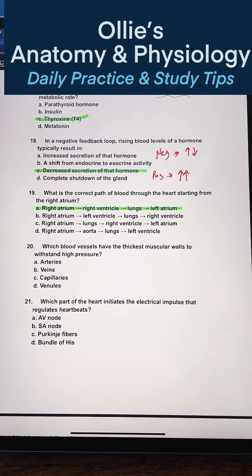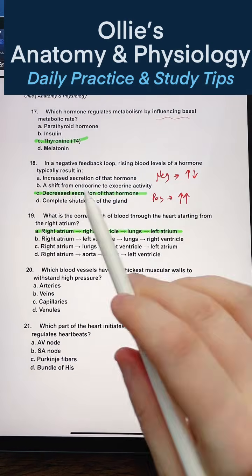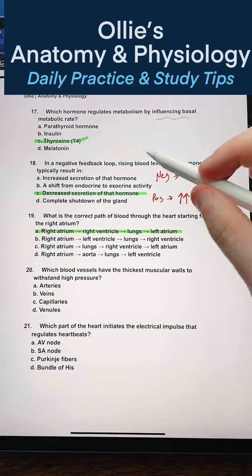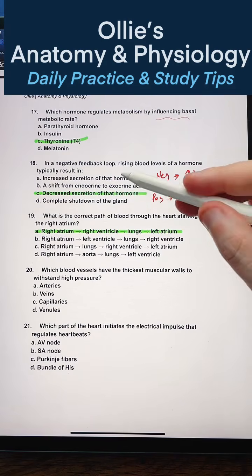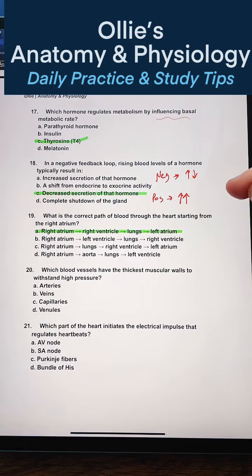Number 18, why is it decreased secretion? That is because it is in a negative feedback loop. If you have a rising blood glucose level, your hormone would result in a decrease of that. So it acts in opposition to it. If it's rising blood levels, you're going to decrease it.